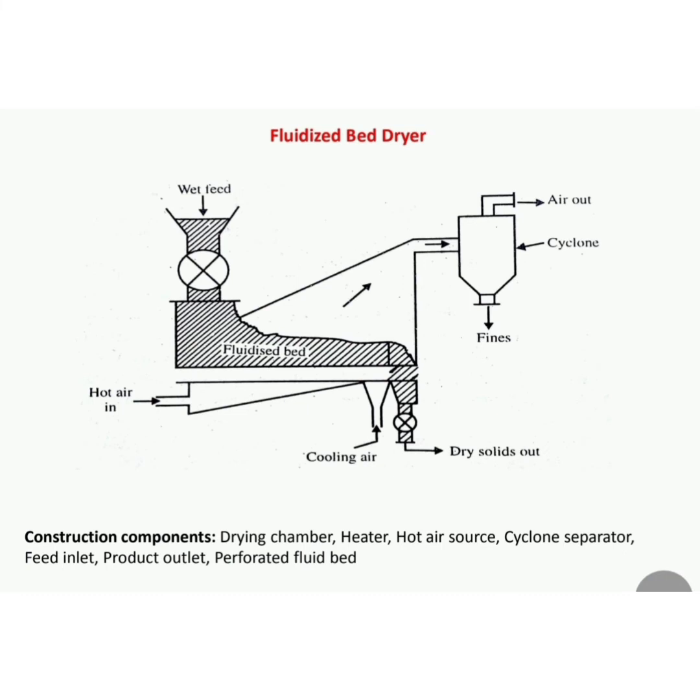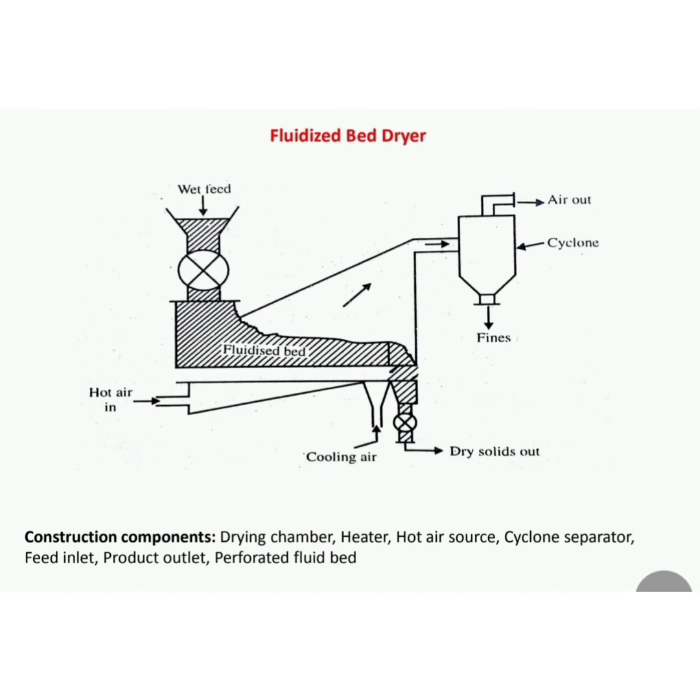It is also known as fluid bed dryer. Fluid bed dryer consists of a fluidized bed system and a fluidized chamber. It is provided with a hot air source and a cyclone separator. Feed inlet and product outlet are also provided. The fluid bed is perforated, that means having small pores, so as to pass hot air through it. Wet feed is admitted at the top of the bed through a hopper.